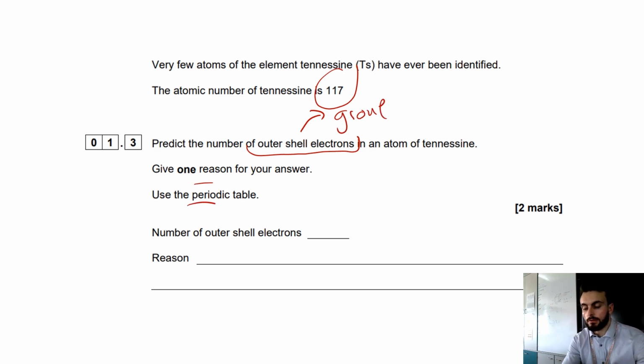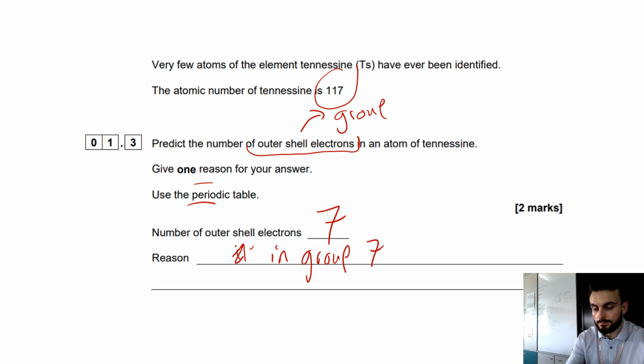You've got your periodic table sheet. Number of outer shell electrons is always whatever group it's in. This is year 7 stuff. So 7 electrons on the outer shell because it's in group 7. Simple.